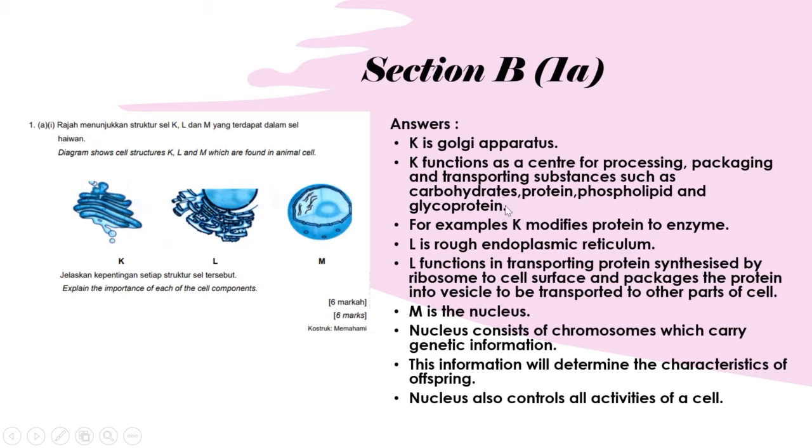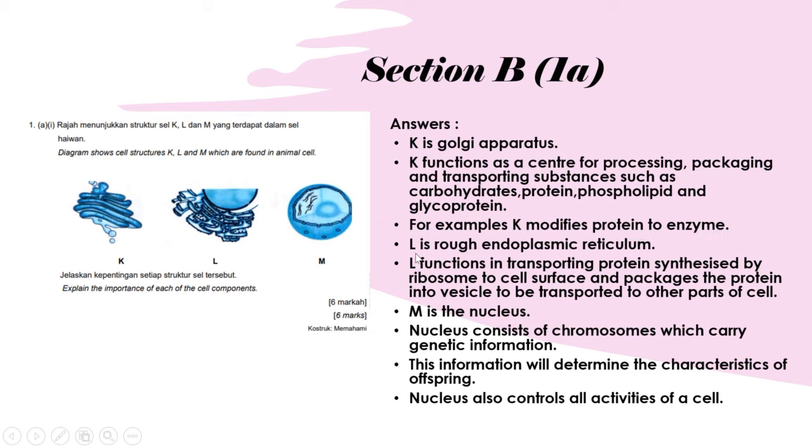So you don't have to mention all of this long sentence. Maybe you just can write K functions as a center of processing, packaging, and transporting substances. Or you just can write K modifies the protein into the enzymes. That's all, you can get marks from that. If you want to add more marks on K, you can give an example: K modifies protein to enzyme. Enough for K.